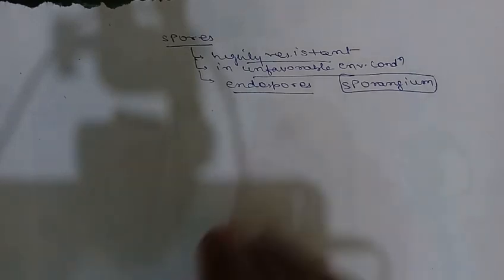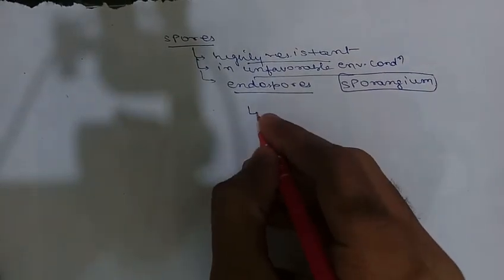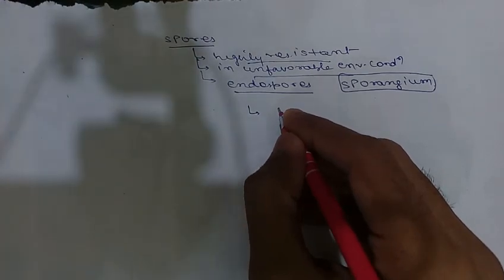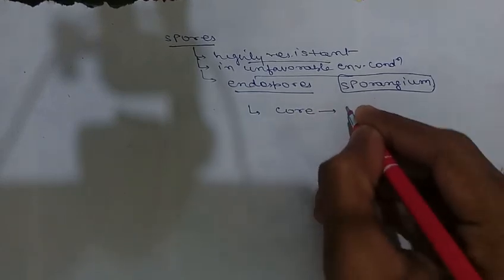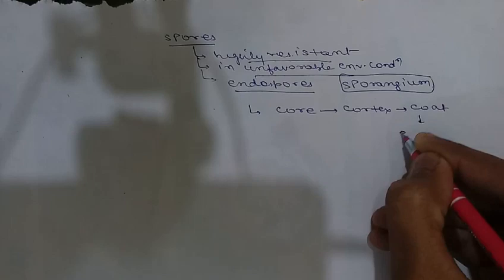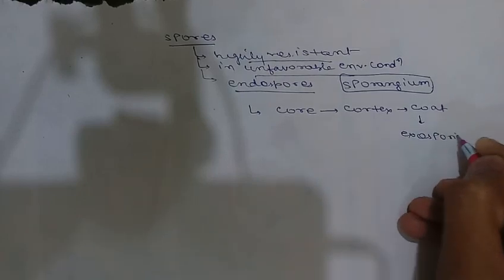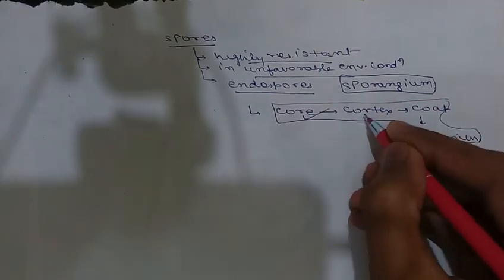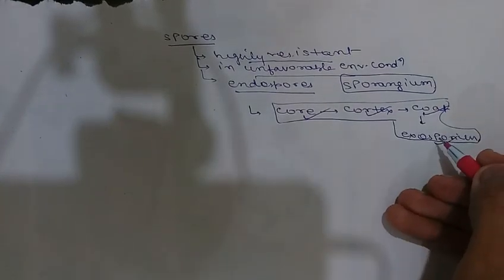Now coming to the structure of the bacterial spore. A bacterial spore comprises several layers. We will move from innermost to outermost. The innermost is the core, then you will find the cortex, then the coat, and the outermost is the exosporium, as you have seen in the diagram. So first the core, then cortex, then coat, and then exosporium.